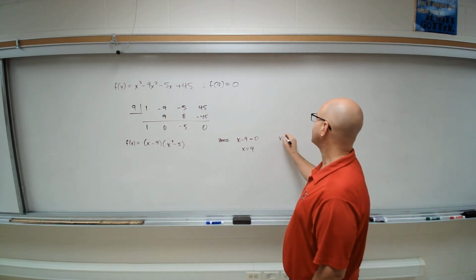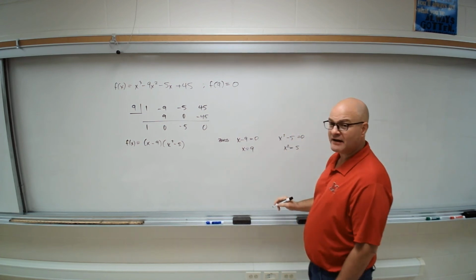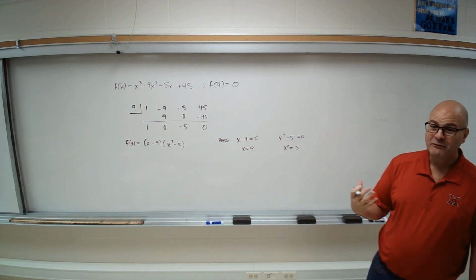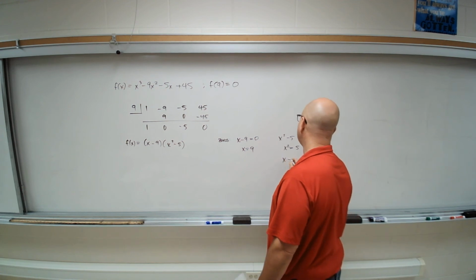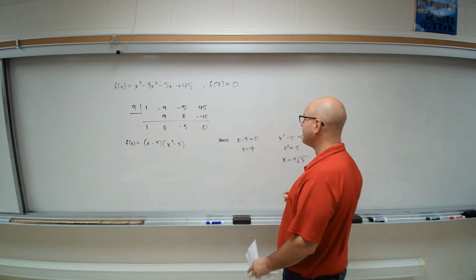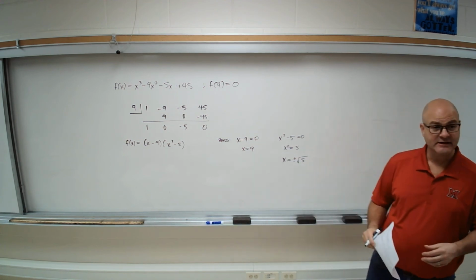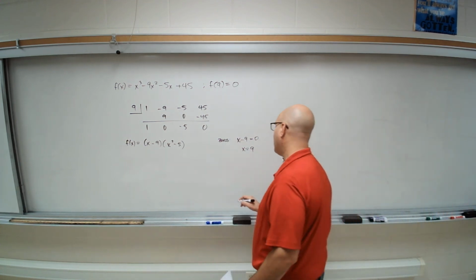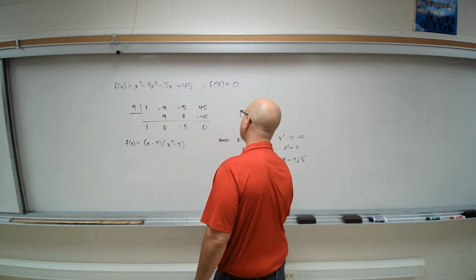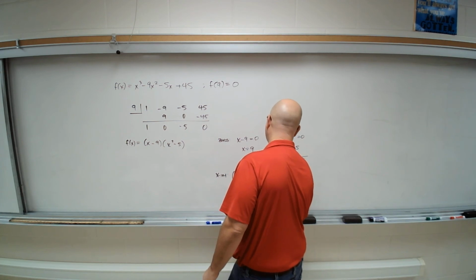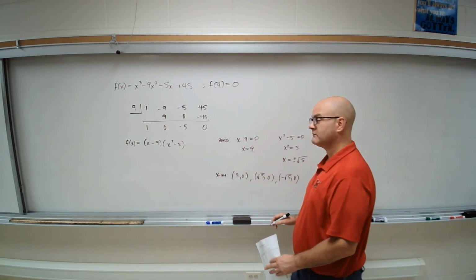And then if you do x squared minus 5 equals 0, you get x squared equals 5. Here the key is don't forget you have to put a plus or minus when you square root. So we get x equals plus or minus the square root of 5. Okay, so these would be our 3 zeros. If you had to list your x-intercepts also, we would say 9, 0, radical 5, 0, and negative radical 5, 0.